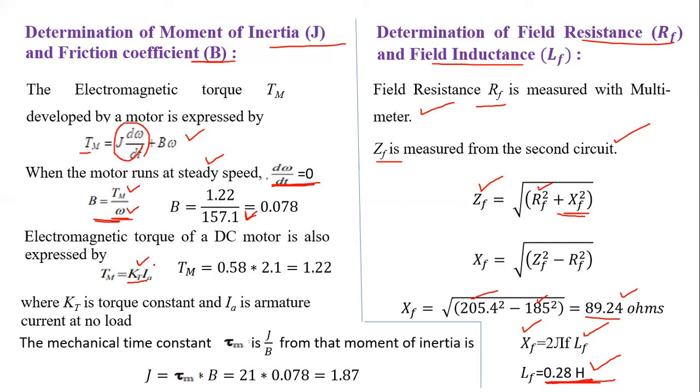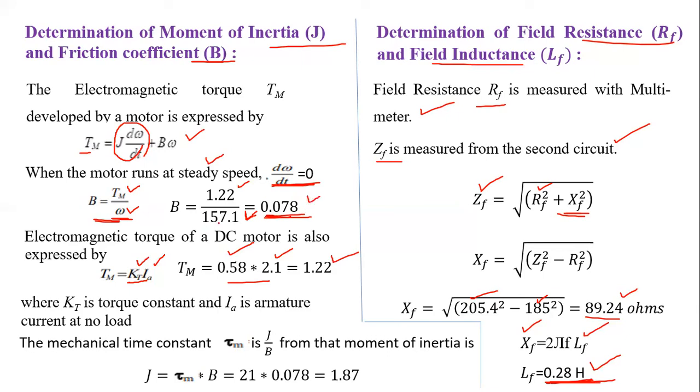And coming to the Ia, at rated speed, what is the armature current? We already measured it while doing the experiment. So the Kt value is 0.5, which we are getting from the graph. And Ia is taken from the experiment: what is the armature current when the motor is running at the rated speed? That is 2.1 amperes. So the product of these two will be 1.2. That we are substituting here, and we are finding B.